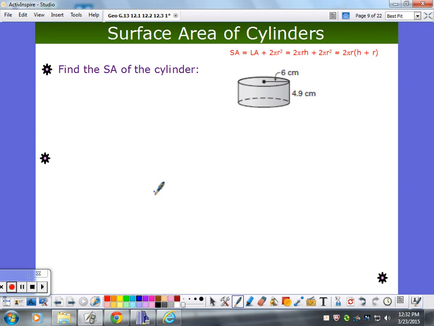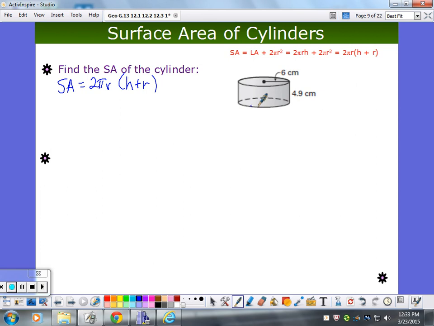So here's an example which I don't think is on your paper. But if I want to find the surface area of the cylinder, the surface area of a cylinder is 2 pi r times h plus r. You really want to write out the general formula first. You will make fewer mistakes if you do. Is it easy to make mistakes doing these? Yes! It is crazy easy to make mistakes doing this. Write this out first. The only things I need to find are r and h.